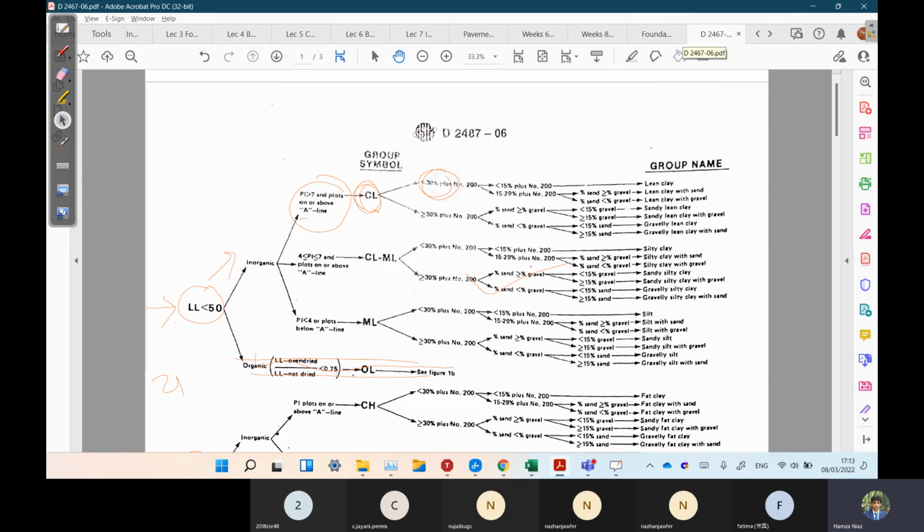So we'll check this one. This plus 200 just means that they are asking about retained, not passing. So simply this one and this one, we move towards here. The percentage retained was 45%, so that's greater than 30%. That's okay. Now we have to check whether our sand is more or gravels are more.